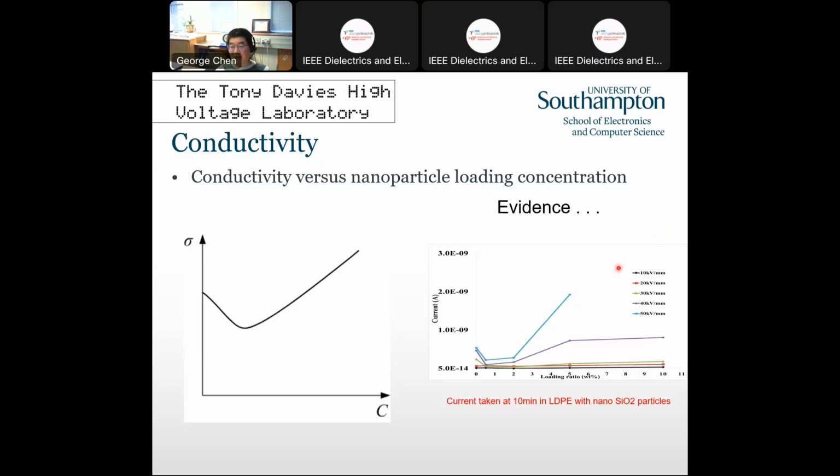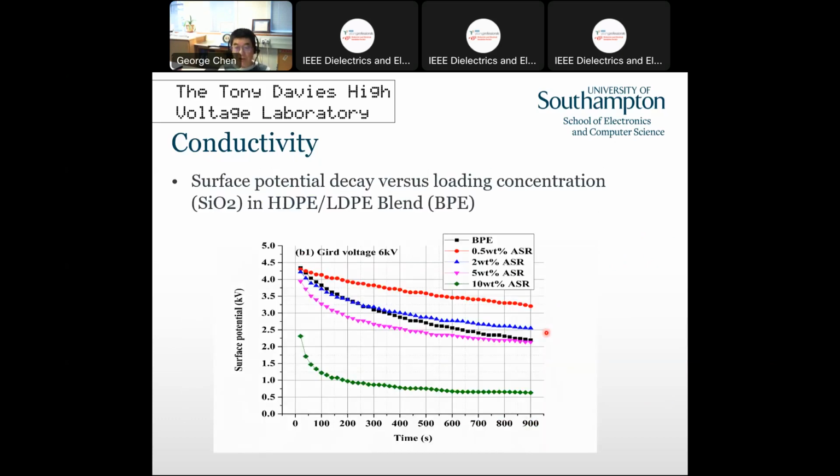And so we didn't get the value for that, which is something interesting. So that is about the conductivity. What about the space charge? We can also look at the surface potential decay as well.